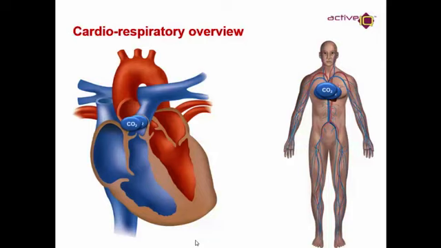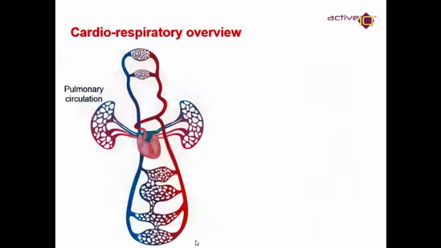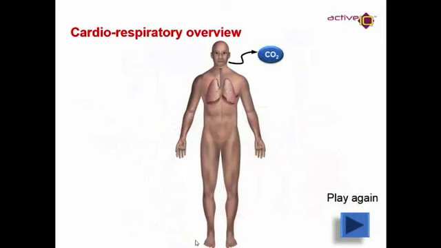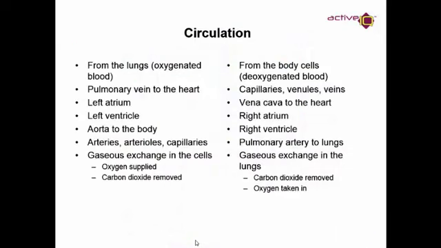Blood then passes to the right ventricle, and then we go out through the pulmonary artery. Sorry, not to the rest of the body. We go back to the lungs to collect more oxygenated blood, and we get rid of the CO2. We breathe it out, and then the process starts all over again. All right. And again, if you need to replay that and go through it, please do.